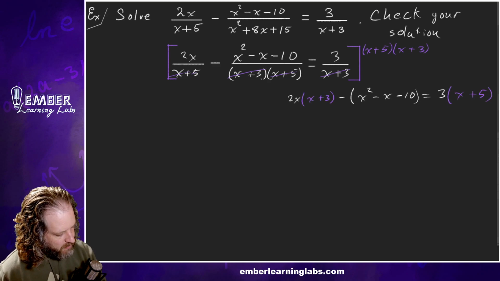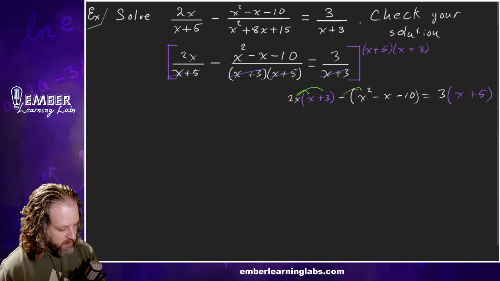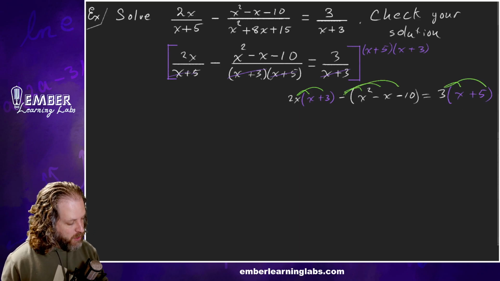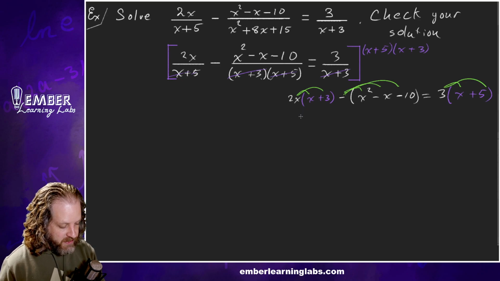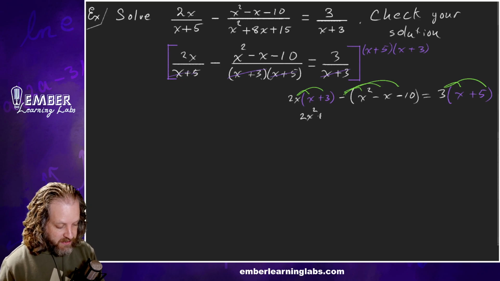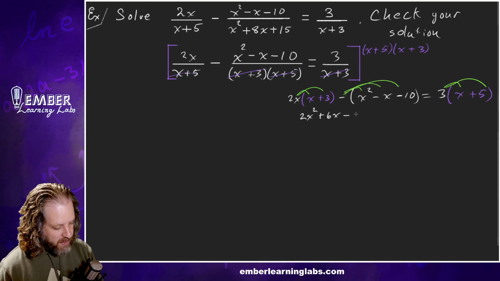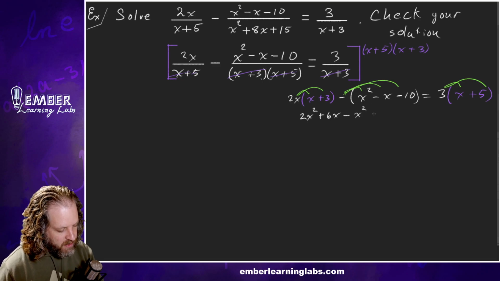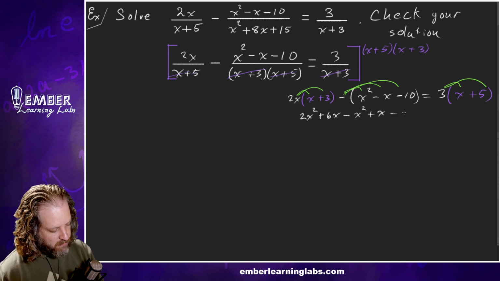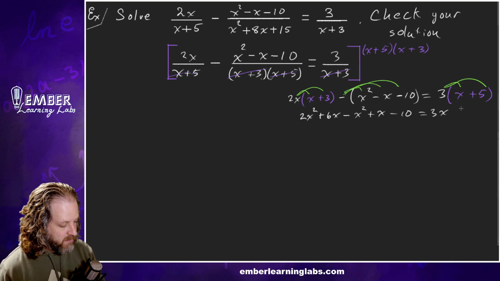So let's see what we can do. Well, we're going to distribute here. We're going to distribute the negative here. We're going to distribute this 3 over there, right? So 2x times x is 2x squared. 2x times 3 is 6x. This one's just going to flip all these signs. So we've got minus x squared plus x minus 10 equals 3 times x is 3x. 3 times 5 is 15.